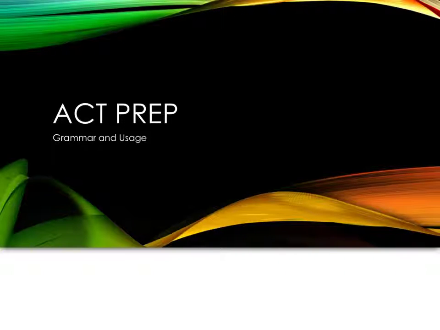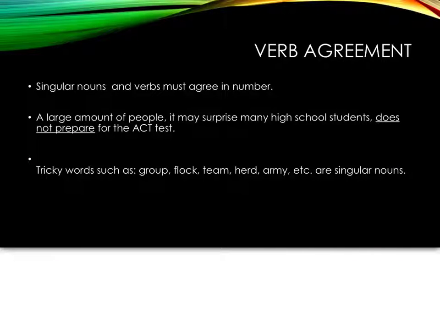Another important aspect of ACT English is the grammar and usage section of the test. It's very important that you know about verb agreement. So singular nouns have to have singular verbs, and plural nouns have to have plural verbs. And there are some tricks that you may see on the ACT. A good example of this is the sentence, "A large amount of people.